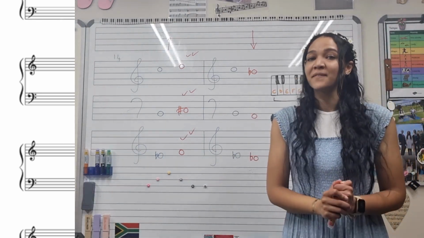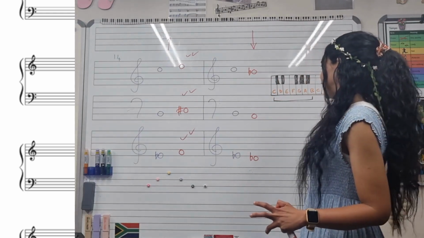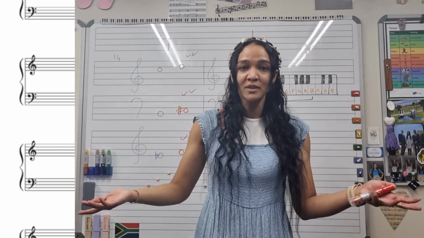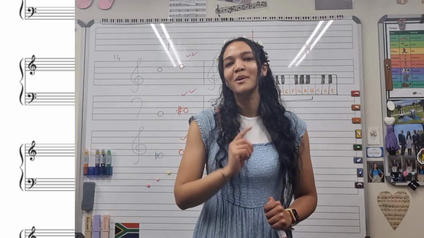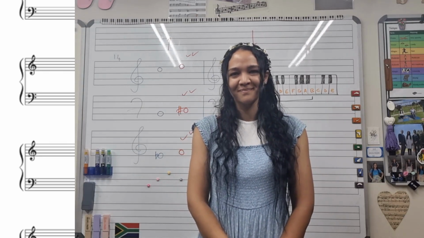So I hope that this video has helped you understand how to easily, visually identify your semitones as well as your whole tones. And I hope that this does help you in your preparation for your pre-grade 1 UNISA Theory of Music paper.